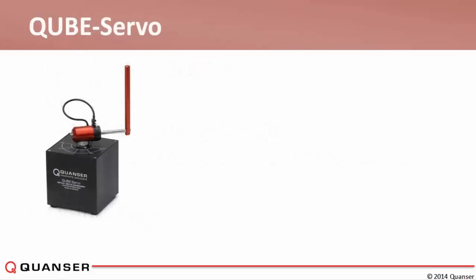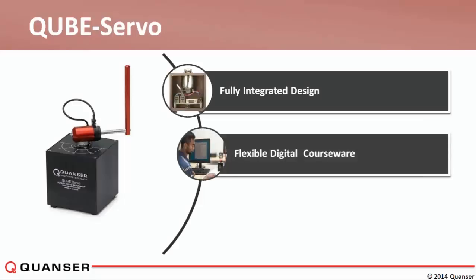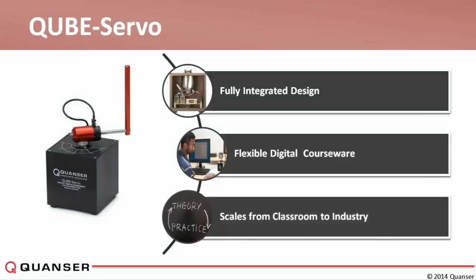For those of you who aren't familiar with our QUBE Servo, it has been out for just about a year, but we're doing a bit of a relaunch because we have some new features and functionality. The main benefits are that it has a fully integrated design. It is flexible with its digital courseware and textbook mapping applications, and it can scale from classroom to industry.